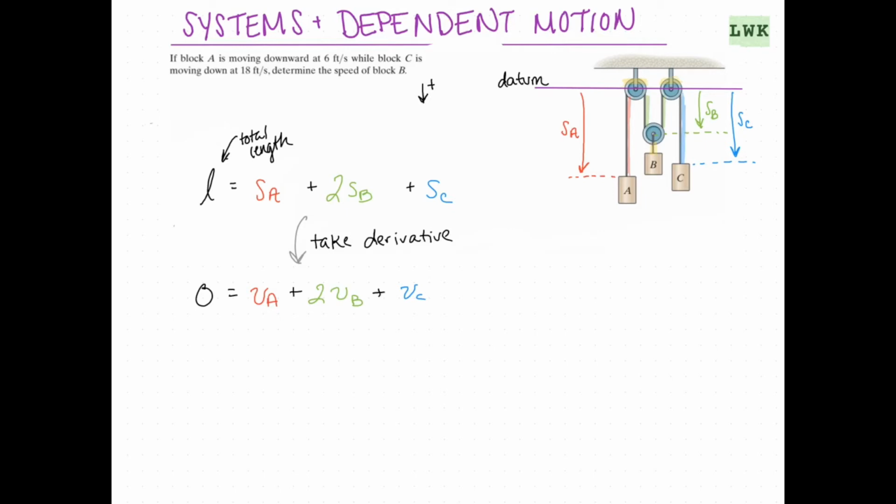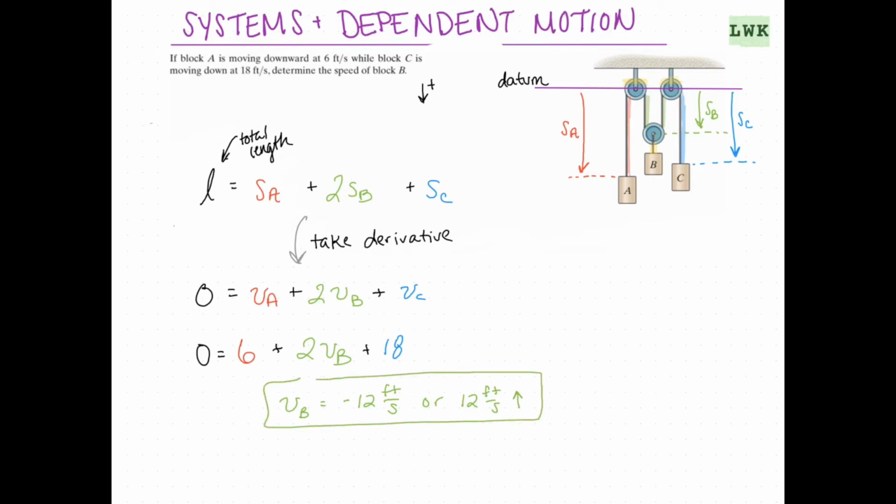Plugging in what we know, 0 equals 6 plus 2VB plus VC, which is 18. That's going to let us solve for VB, which will work out to be negative 12 feet per second, or we could write that as 12 feet per second going up. So this is our final answer for the speed of block B.